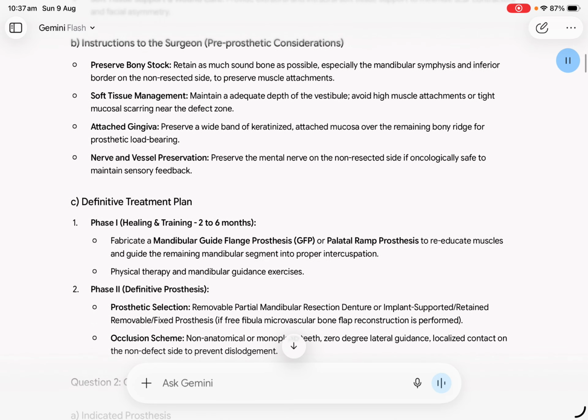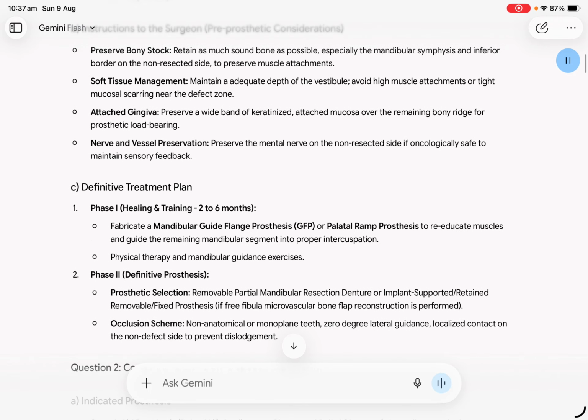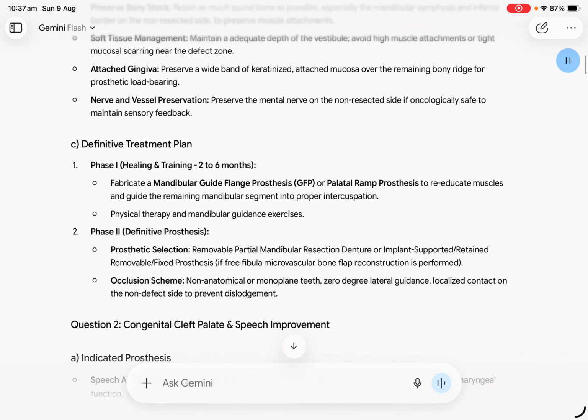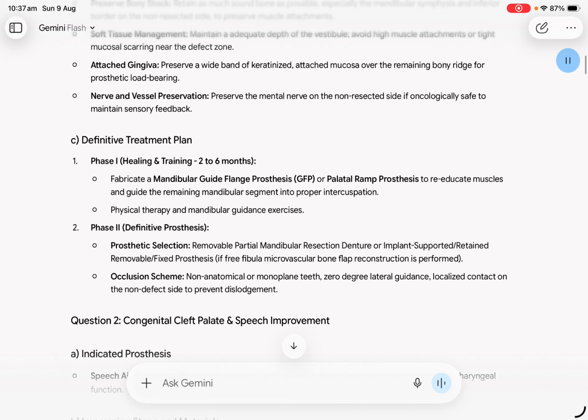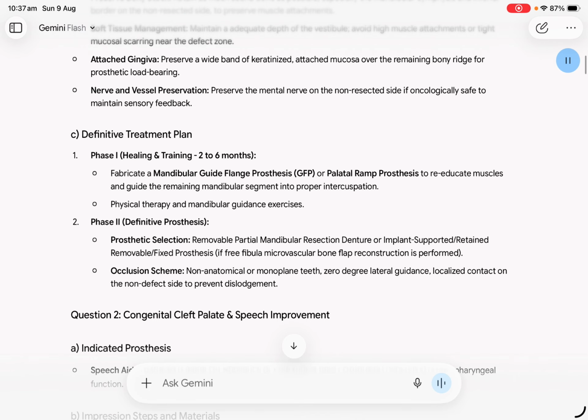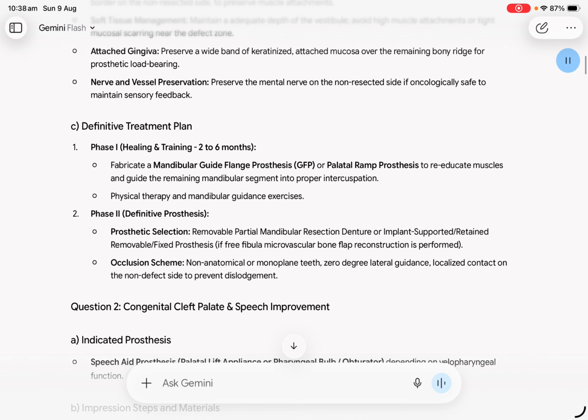C. Definitive treatment plan. 1. Phase 1. Healing and training, 2 to 6 months. Fabricate a mandibular guide flange prosthesis, GFP, or palatal ramp prosthesis to re-educate muscles and guide the remaining mandibular segment into proper intercuspation. Physical therapy and mandibular guidance exercises.